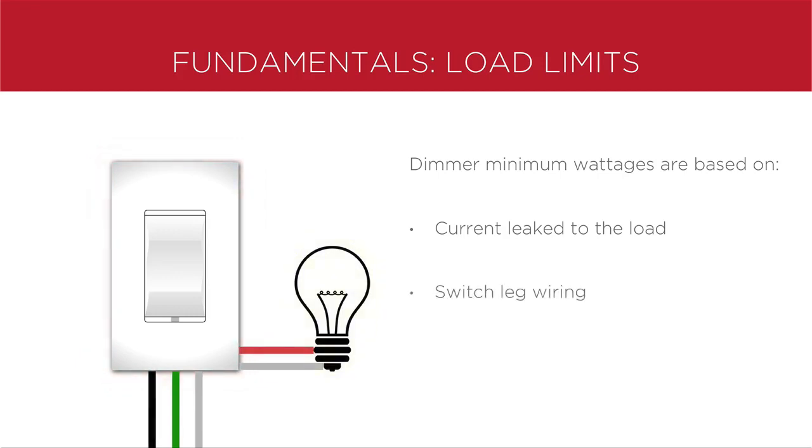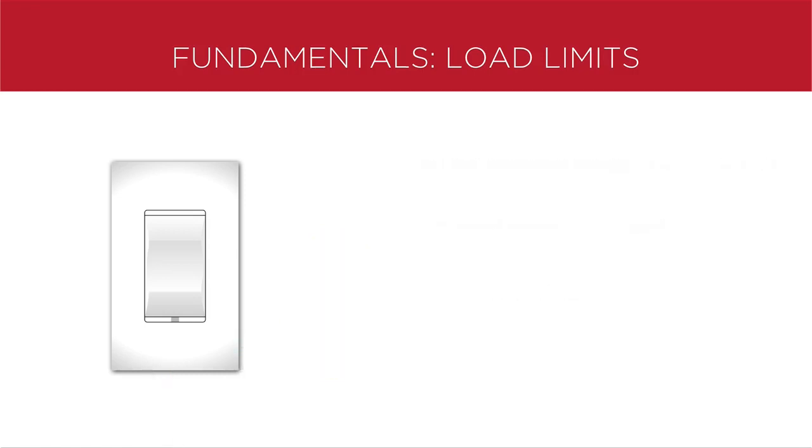The minimum load is also determined by switch leg wiring. If the dimmer is wired without a neutral, then in order to power the dimmer, power must flow through the load as well. Too much power to the load may turn it on or flicker even in a fully off position.